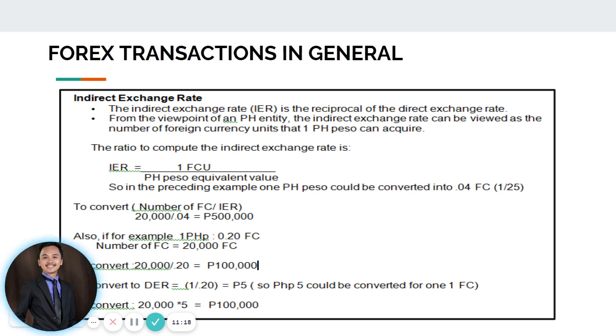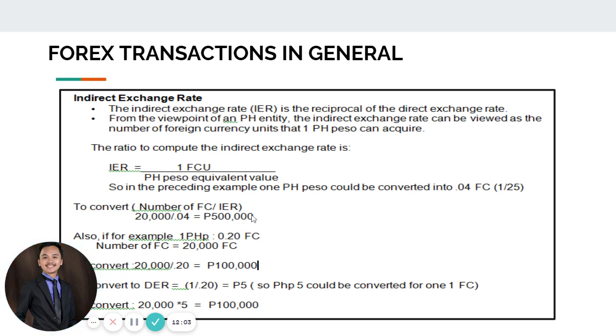Since earlier, you were required to have 20,000 foreign currency units, to convert it, guys, into local currency unit or Philippine peso, if what is given is the indirect exchange rate, you just simply divide it by the indirect exchange rate. So if you have a 20,000 foreign currency unit requirement, you just simply divide it by your indirect exchange rate to compute its equivalent in local currency unit or peso currency.